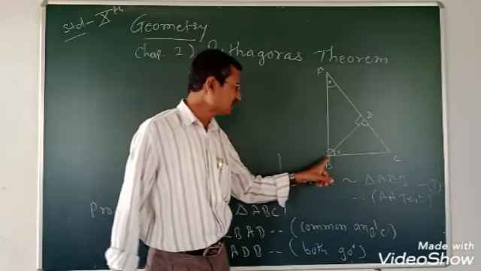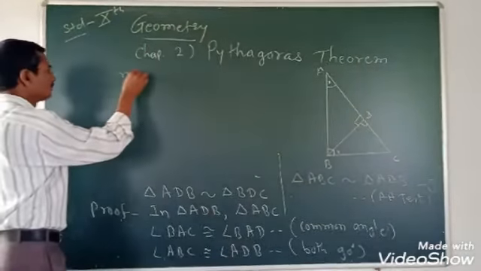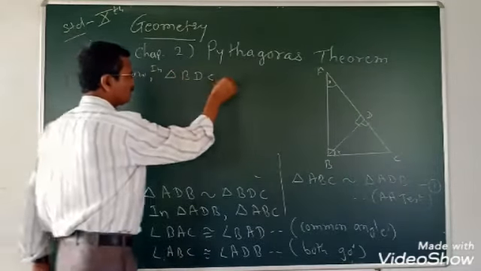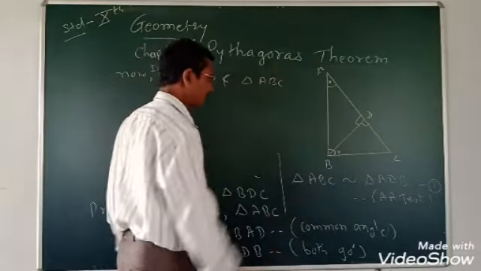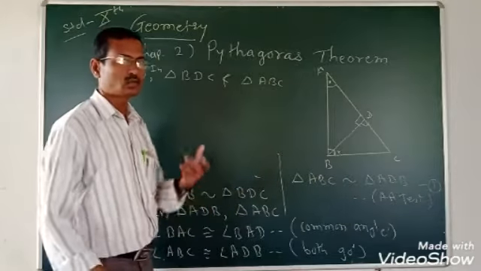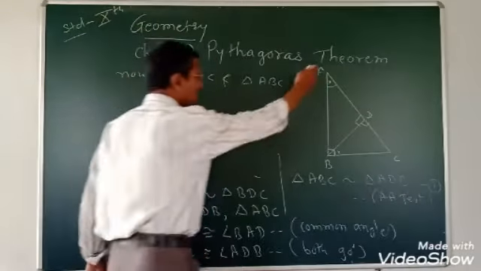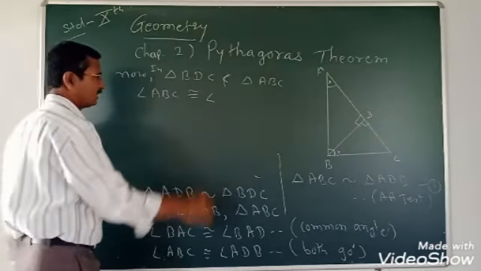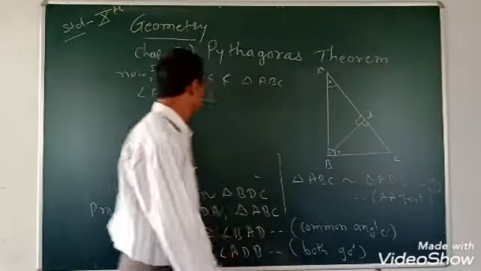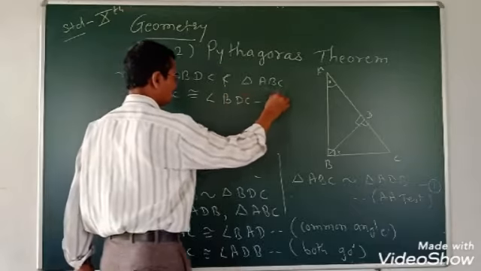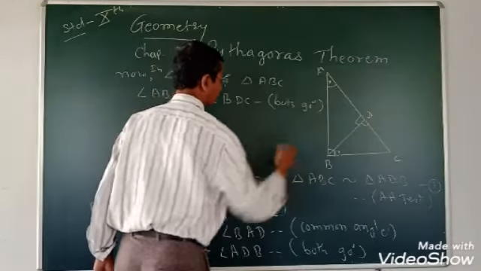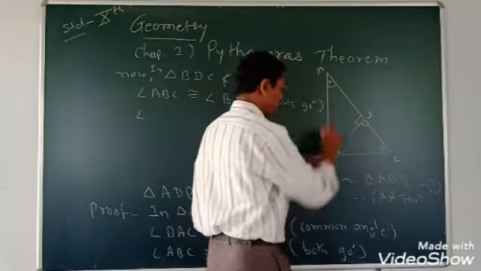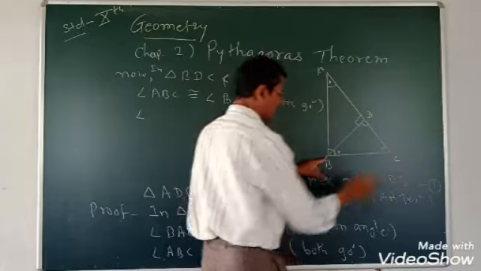Now again select another triangle, BDC. In triangle BDC and triangle ABC, now check which two angles are common or congruent. Now in triangle ABC, angle ABC is congruent to angle BDC, both 90 degrees. Again, which angle is common? This angle is common between triangle ABC and triangle BDC.